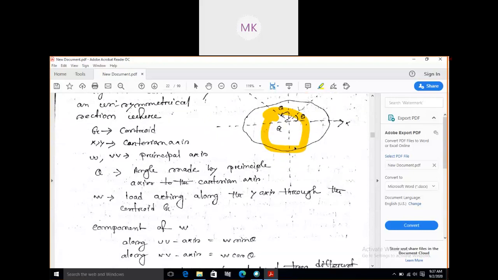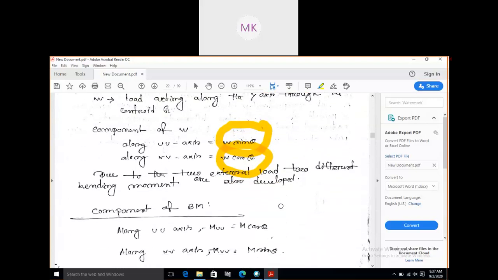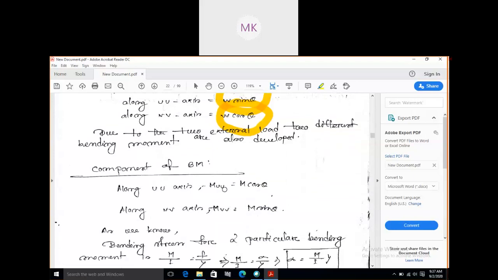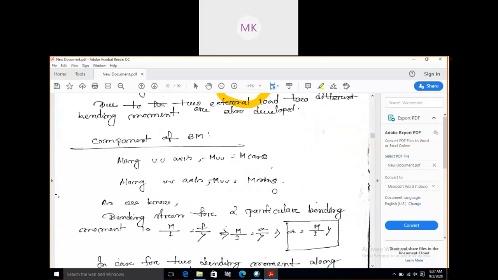So what will be the components of W along the UU axis and along the VV axis? As we already know, along the angle it is always cos theta, and against the angle it is sin theta. So if we resolve that force into two components, we will get W sin theta and W cos theta. Due to these two loads, two bending moments also occur. So the bending moments along the principal axes, MUU and MVV, will be denoted by M cos theta and M sin theta.